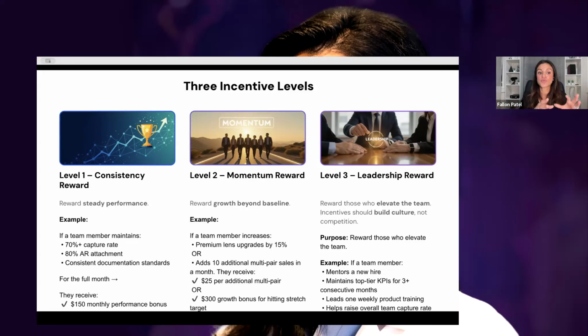So that's level 2. We have a basic reward you can begin with. Then you want to also reward growth beyond just that baseline, so there's a reason to keep going, right? So if a team member already meets their goal, and they then surpass it by premium lens upgrades by 15% or add an additional 10 units of multi-sales, they can receive an additional $25 per additional multi-pair, or $300 for a growth bonus for hitting stretch targets, is what we call it. So you always want to have those stretch targets so that there is always a reason to keep growing and we don't just fall flat with just basic incentives.